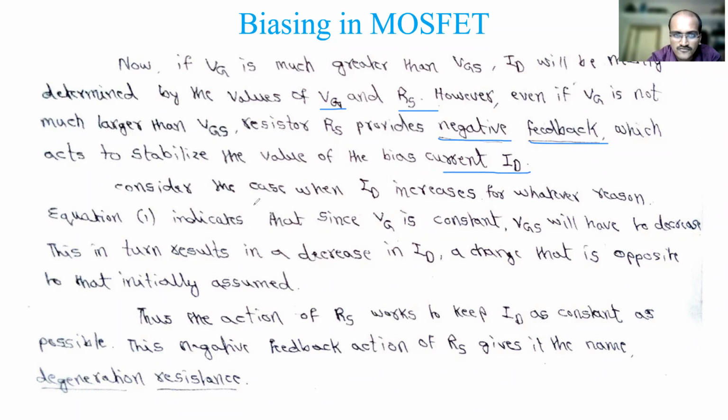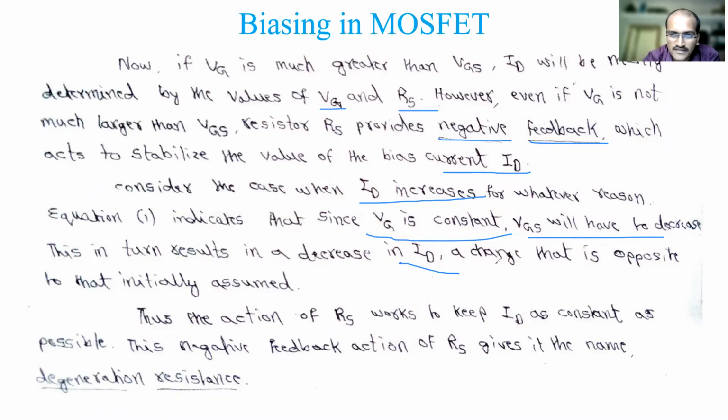Let's elaborate on this. Initially we consider that ID is increasing in the circuit, for whatever reason; we assume that. Equation 1 indicates that since VG is constant, VGS will have to decrease, because we have written VG equal to VGS plus RS into ID. So when VG is constant, VGS has to decrease. When VGS decreases, this results in a decrease in ID, right? But what we assumed initially was an increase. So the opposite action is happening.